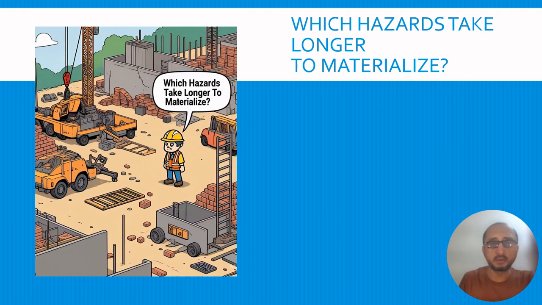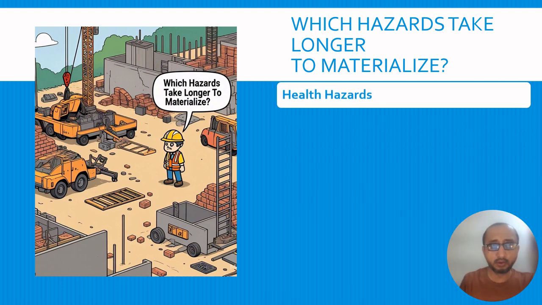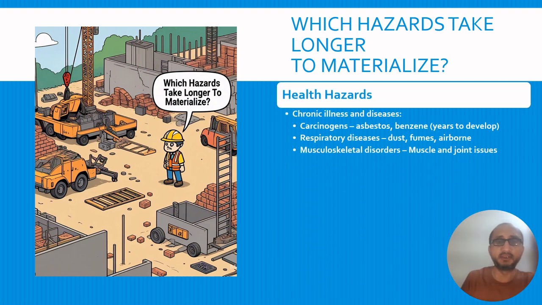Which hazards take longer to materialize? Another thought-provoking question. You can test your knowledge, stop the video, think of the answer. Which are the hazards that may take very long periods of time before they materialize? They include health hazards, chronic illness and diseases, carcinogens that cause cancer, which take very long periods of time before they materialize. Then respiratory diseases due to dust, fumes, airborne particles. Similarly, musculoskeletal disorders, muscle and joint issues due to exposure to vibrations, repetitive tasks or poor manual handling techniques.